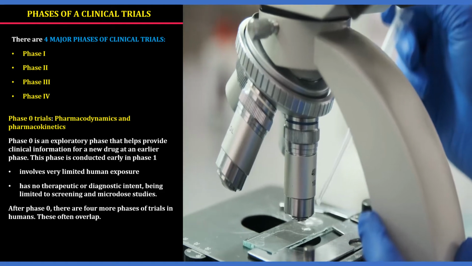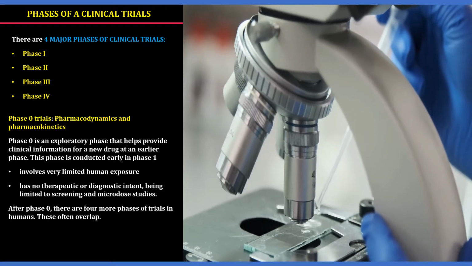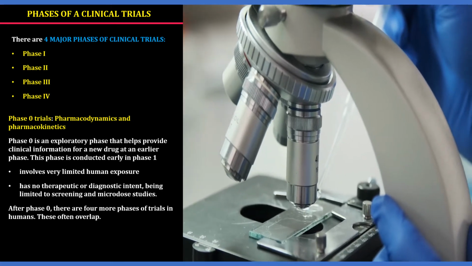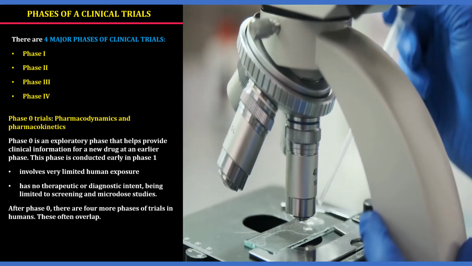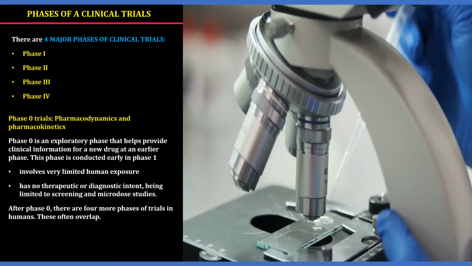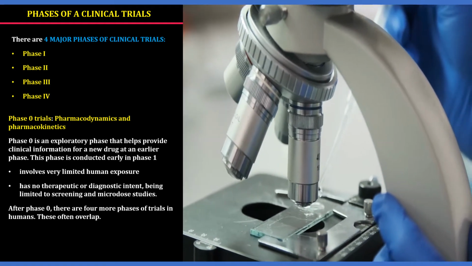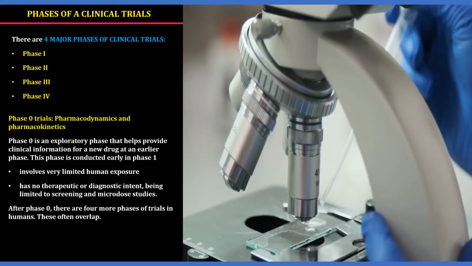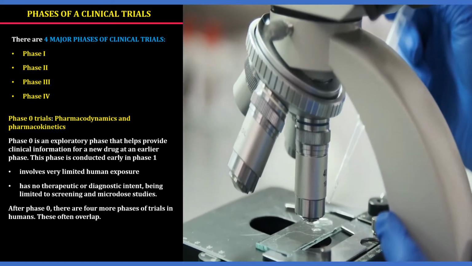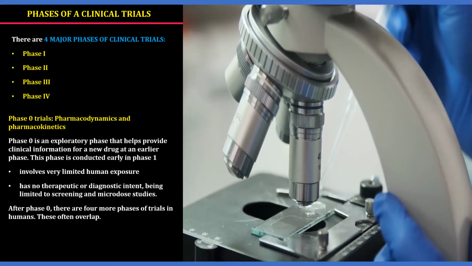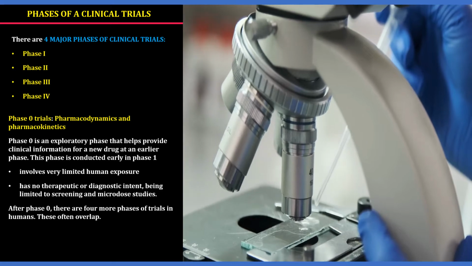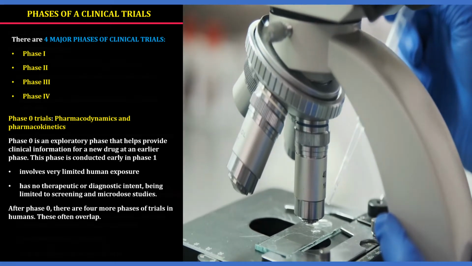What are the phases of clinical trials? There are four major phases of clinical trials: phase 1, phase 2, phase 3, and phase 4. Phase 0 trials: pharmacodynamics and pharmacokinetics. Phase 0 is an exploratory phase that helps to provide clinical information for a new drug at an earlier phase. This phase is conducted in early phase 1, which involves very limited human exposure and has no therapeutic or diagnostic intent. After phase 0, there are four more phases of the trials in humans, and these often overlap.